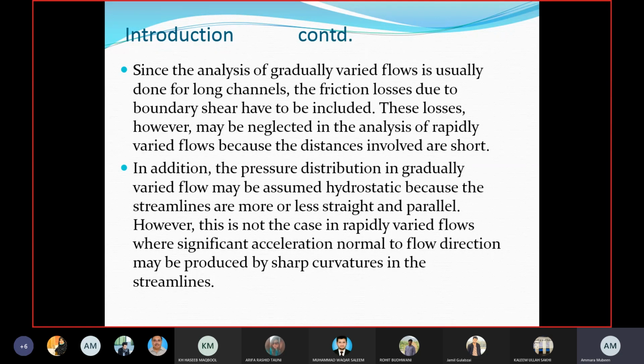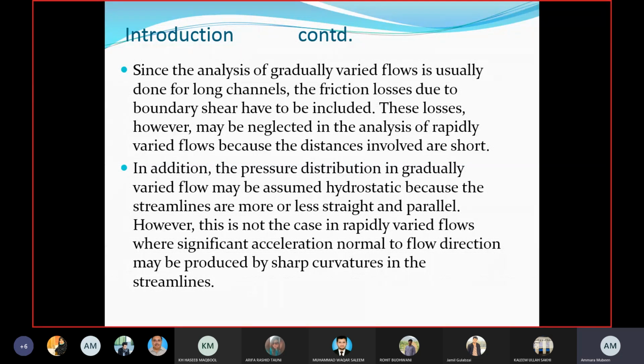So these friction losses are actually proportional to the distance of the reach or channel, or if you are considering pipe, then it is proportional to the length of the pipe. But for rapidly varied flow, these shear stresses or frictional losses can be neglected as the length in which that variation of depth is occurring is very small. So you can neglect those frictional losses, which depend upon the distance.